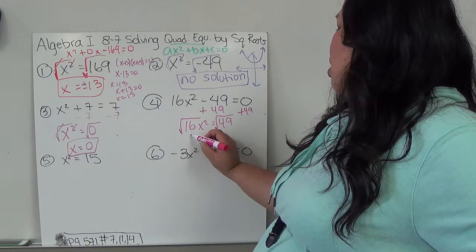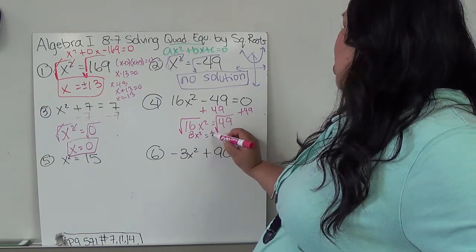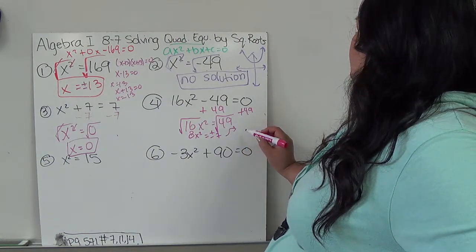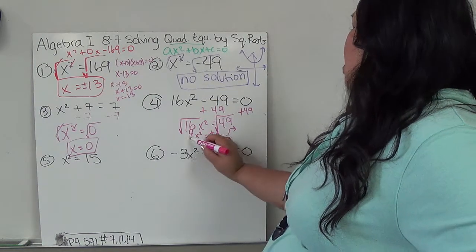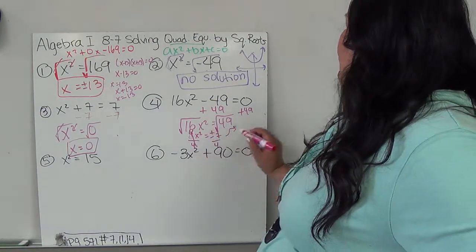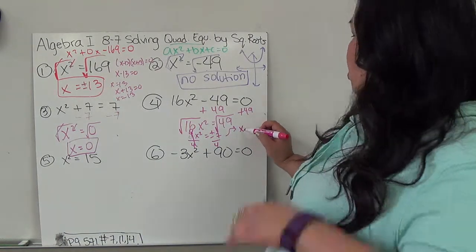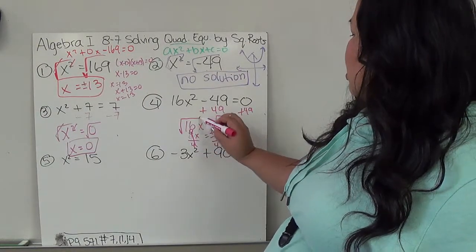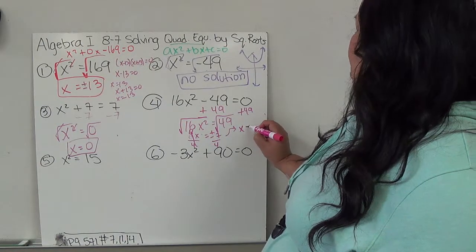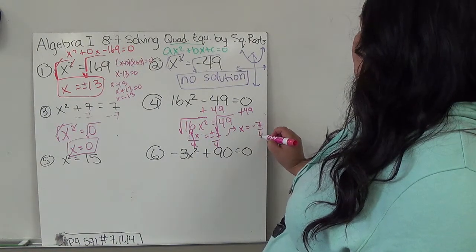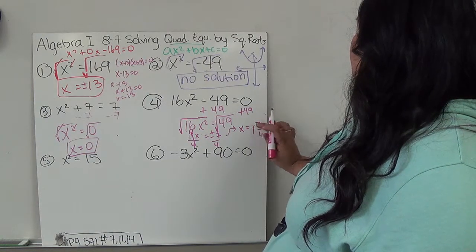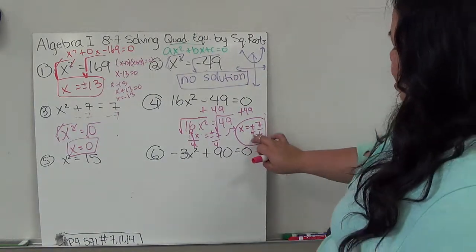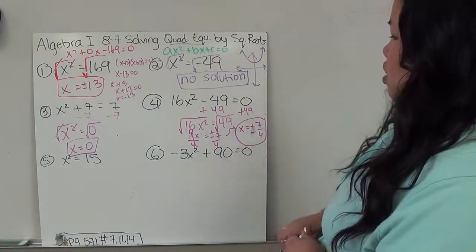That's correct. So this gives me 4x equals plus or minus 7. Right? So my answer is, no, sorry, 4x. So I'm going to divide both sides by 4. The square root cancels out the square, so the 16x squared makes this into a 4x. I end up with x equals plus or minus 7 over 4, sorry. So remember, when I square root it, it's plus or minus.